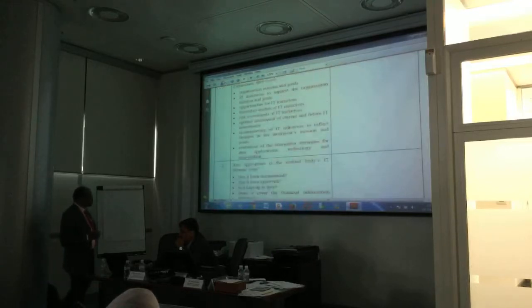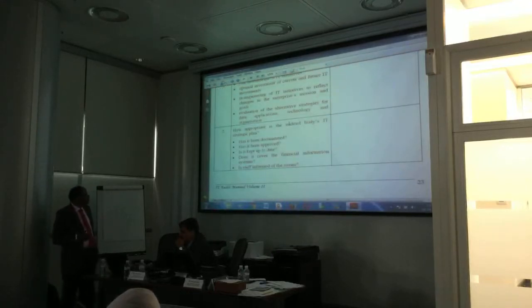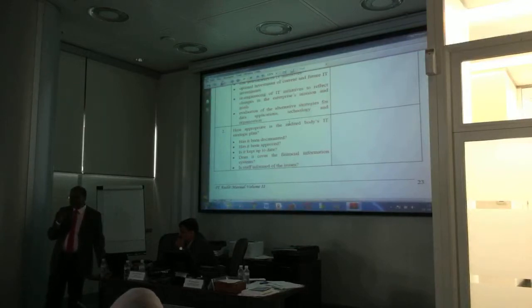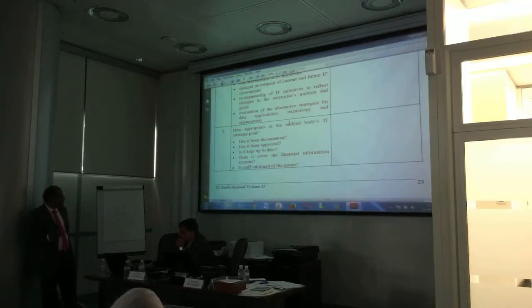Next, how appropriate is the audited body's IT strategic plan? It is a long-term plan you invest in IT. How you are going to computerize your critical business system, how much time you want to take, what vendors you have identified, and what type of investment.